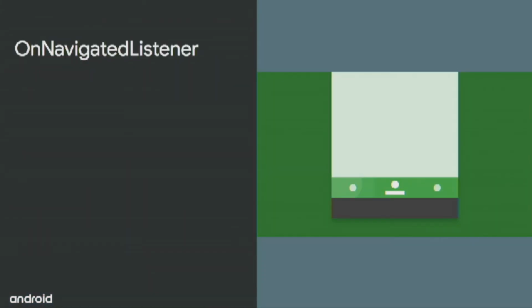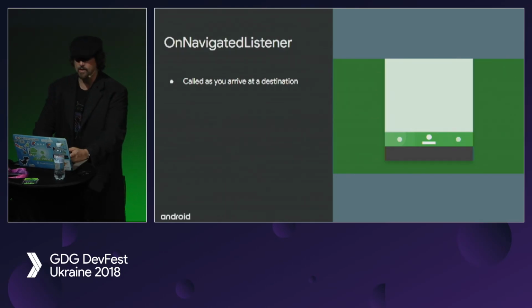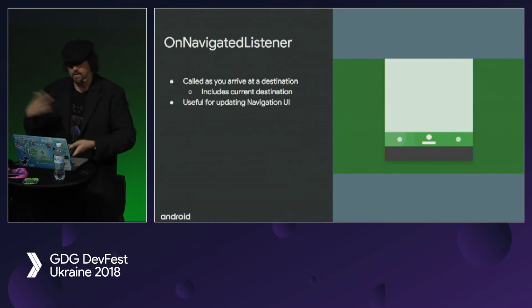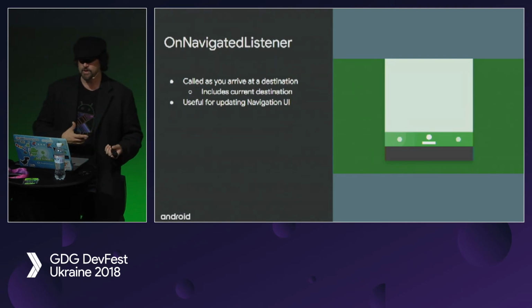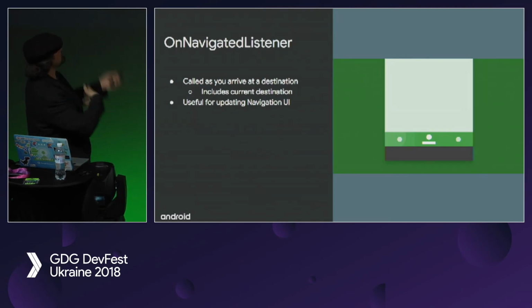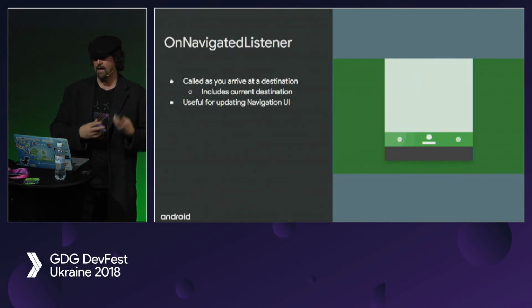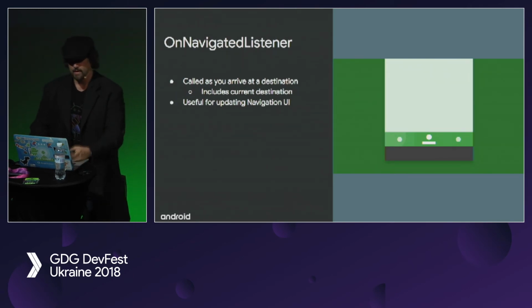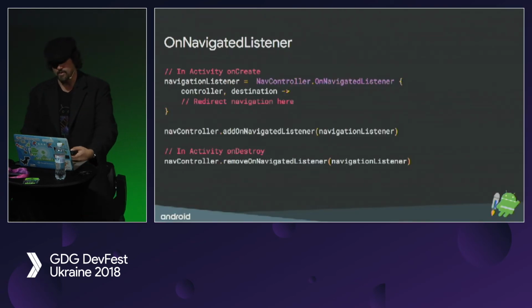Now, the on-navigated listener is called whenever you arrive on a destination, and it includes the current destination when it's triggered. And it's used internally for updating the state of navigation UI components, like the bottom nav. So whenever you change a destination, the bottom nav actually updates automatically. And this is done by actually using one of these listeners. And as a note, you should probably remove the listener also. And so here's what that code looks like.